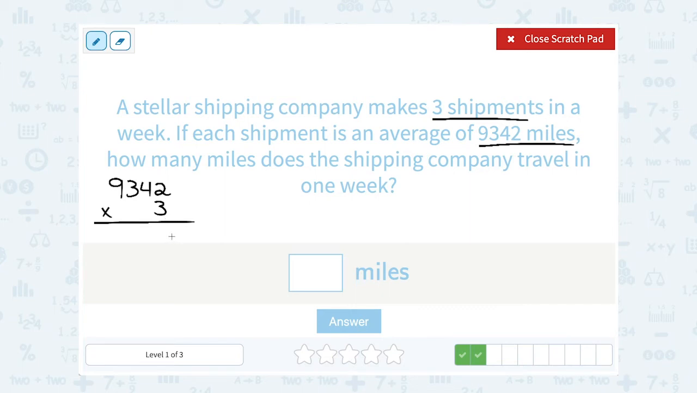Well, 3 times 2 is 6. 3 times 4 is 12, so 2 carry the 1. 3 times 3 is 9, plus the 1 is 10, so 0 carry the 1. 3 times 9 is 27, plus that extra 1 makes it 28. So they travel a total distance of 28,026 miles each week.